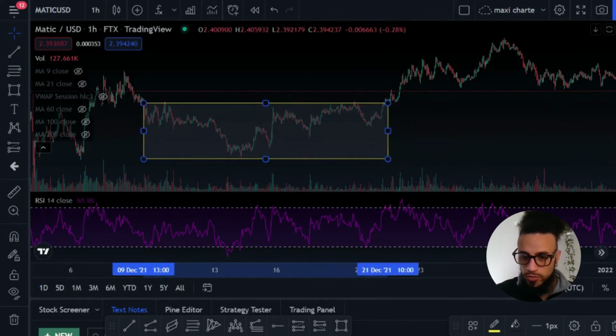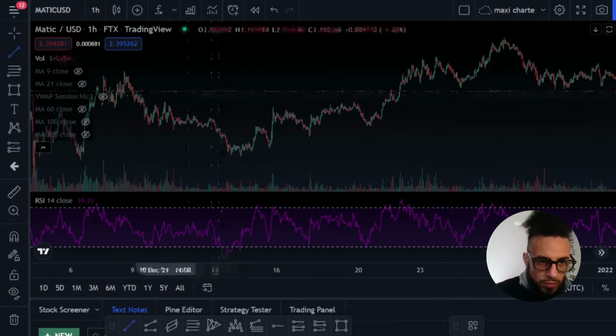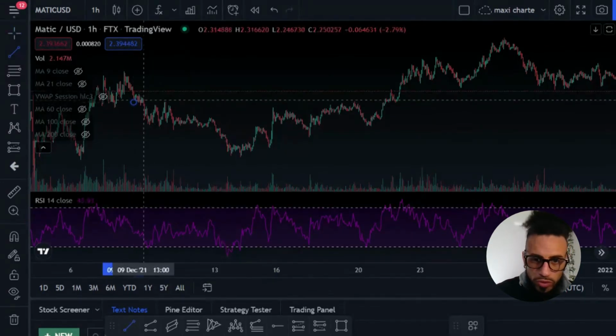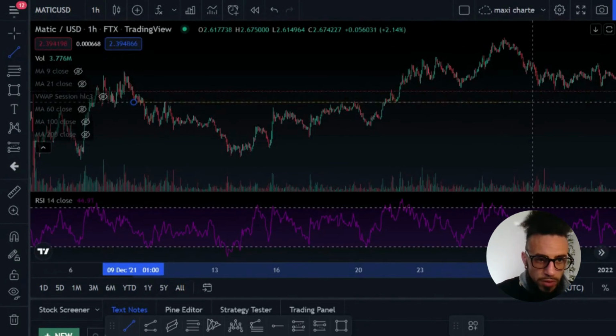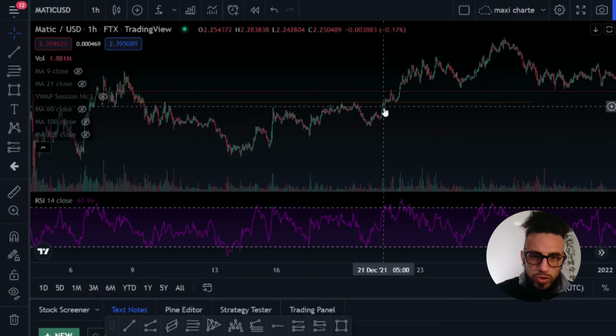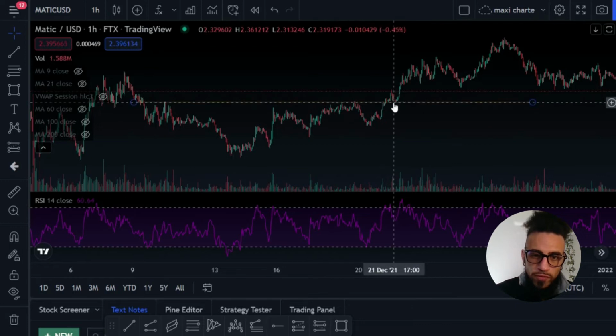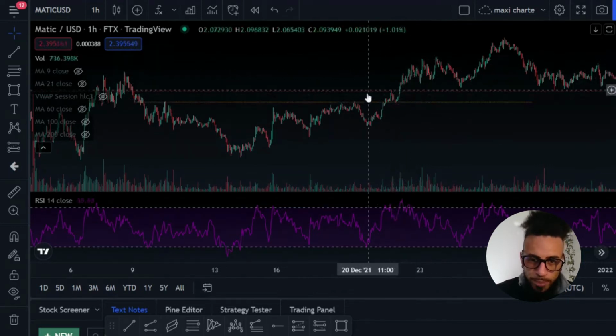So let's get rid of this box right now because it's a little bit all over the place and obstructing the view. So we see a break of structure occurring right there, and then the price consolidating, retesting this support, this formerly resistance level becoming support level, and then heading higher from there.